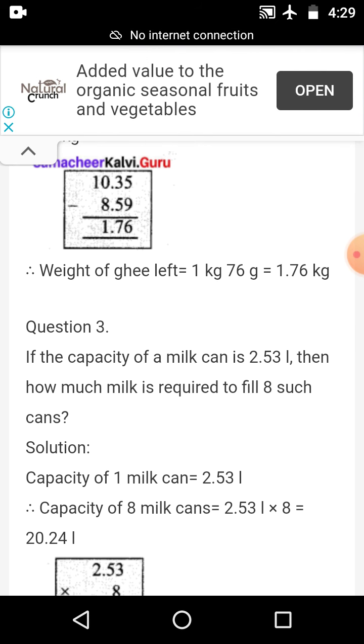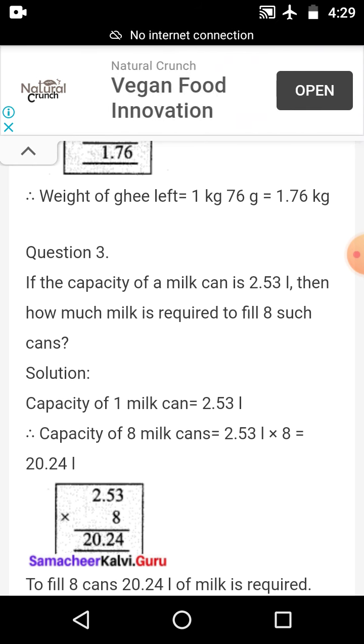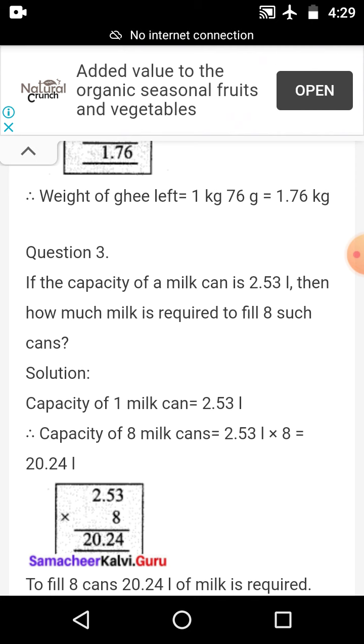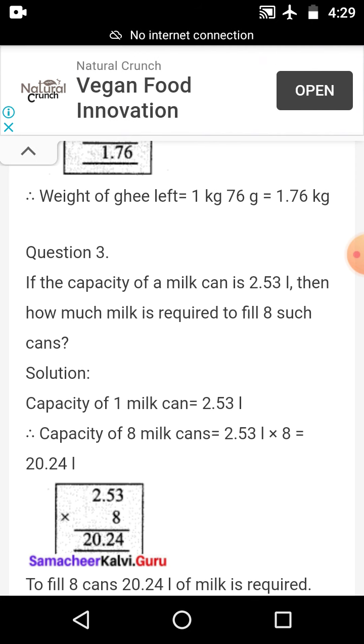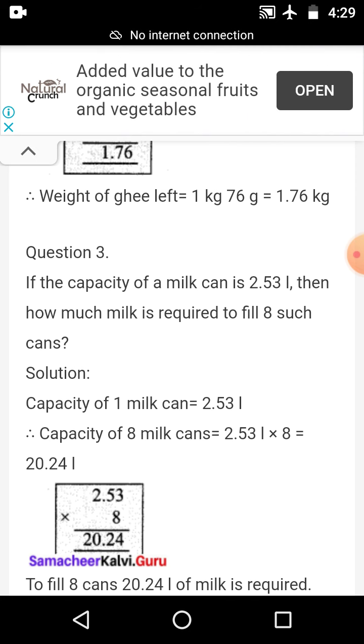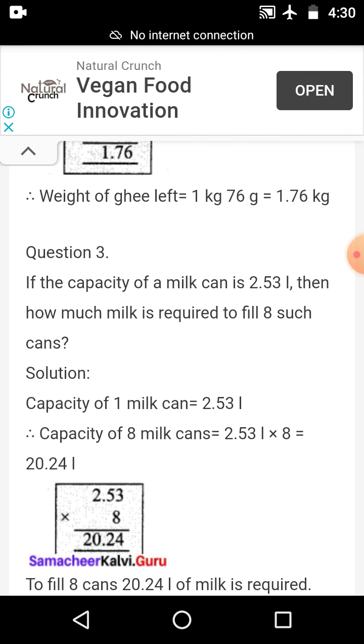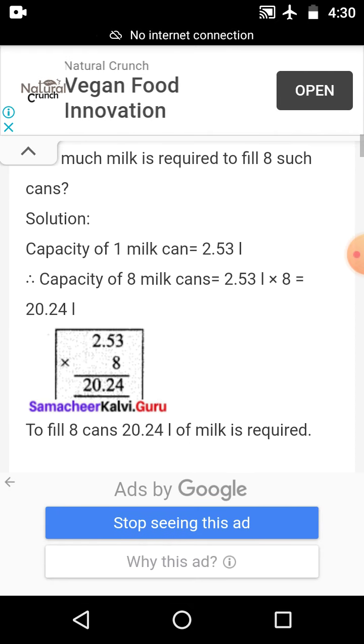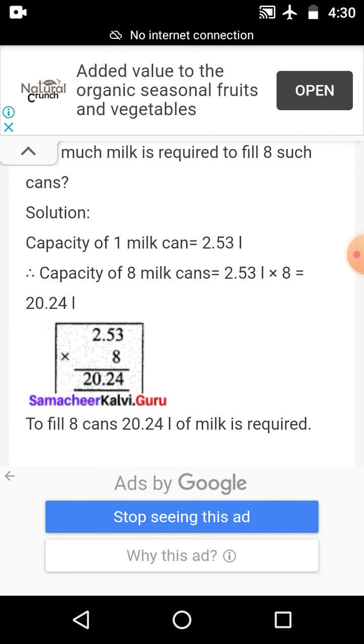See the question number 3. If the capacity of a milk can is 2.53 liter, then how much milk is required to fill 8 such cans? Solution. What we have to do here? Yes, we have to multiply. Capacity of one milk can is 2.53 liter. Then for 8 milk cans, multiply with 8, we get the final answer 20.24 liter of milk.